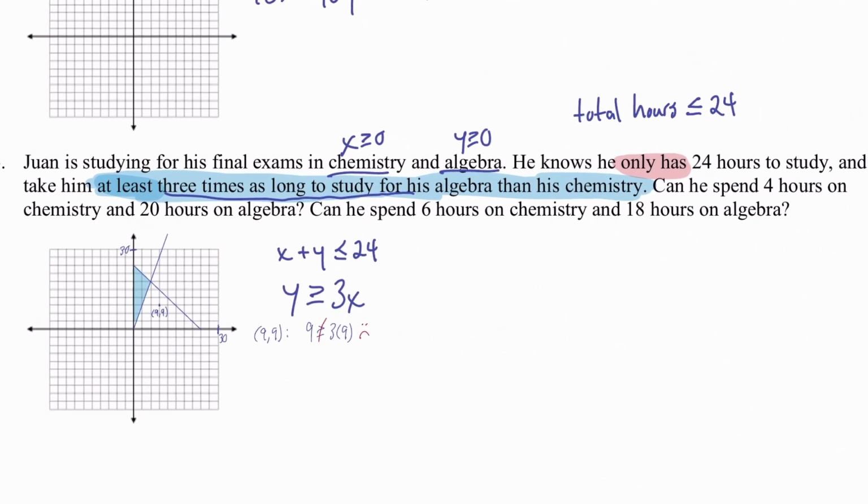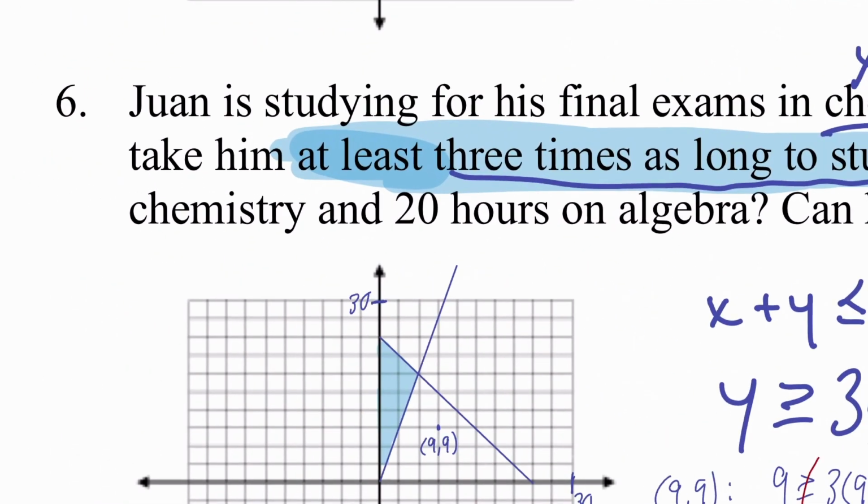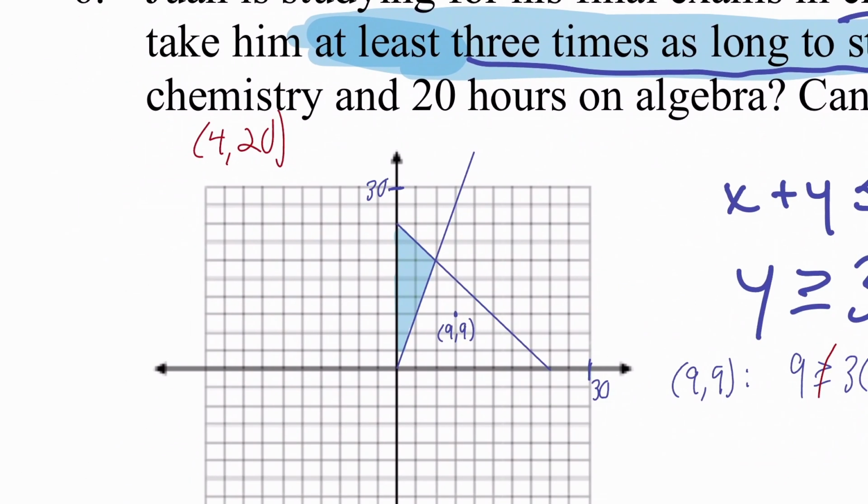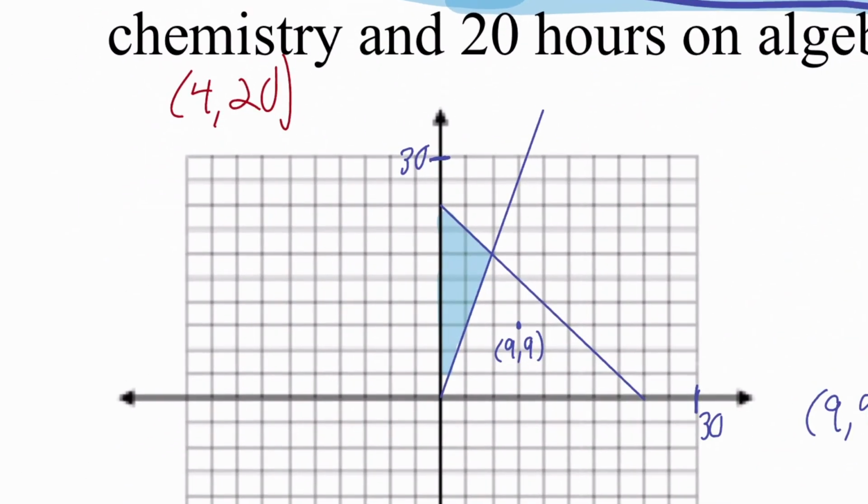So can he spend 4 hours in chemistry and 20 hours on algebra? That's x equals 4 and y equals 20, with algebra as y. So 4 is like right here, and 20, well, that's going to be 3, 6, 9, 12, 15, 18, 21. 21 is here. So that's like right, boy, it's right on the line. It's hard to say.